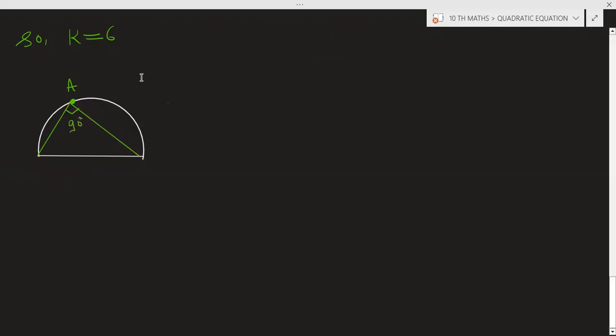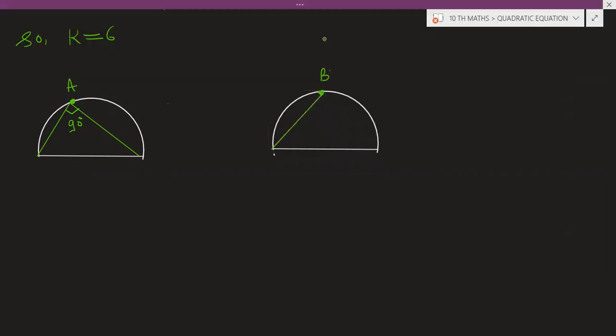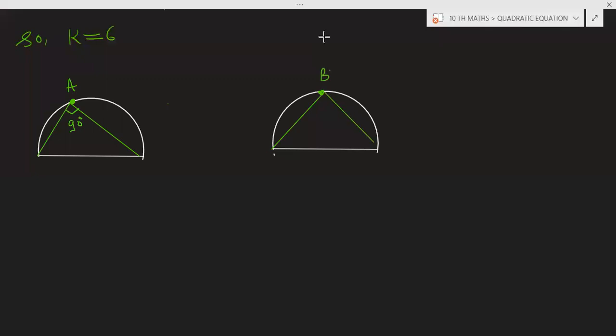Always. You can take another example. This is a semicircle. You can take a point in the middle. Suppose this is point B, and you are joining the ends of this semicircle. Again, this angle will be 90 degree. Anywhere on the circumference, if you are joining like this, the angle will always be 90 degree.